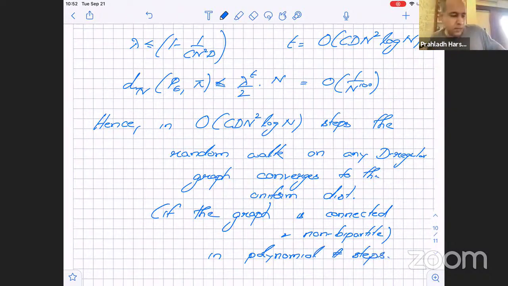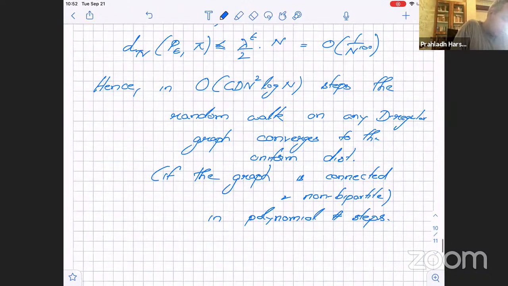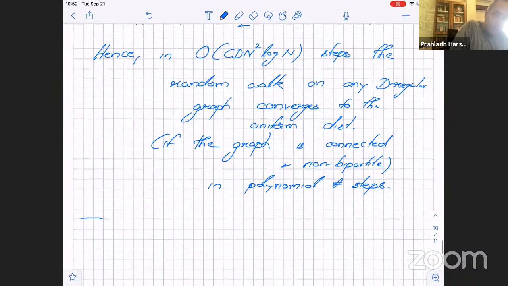Okay. But let's ask, in the remaining 5 minutes or so, what about random walk on expanders?